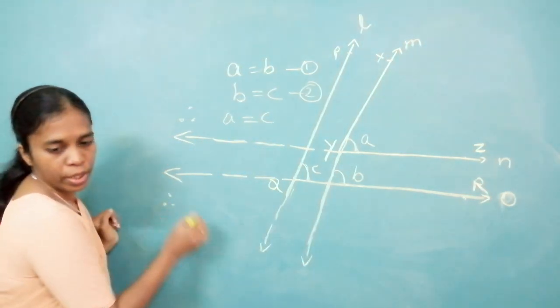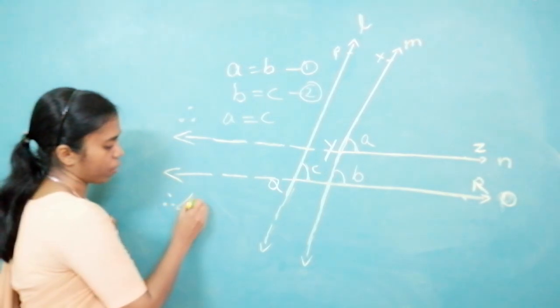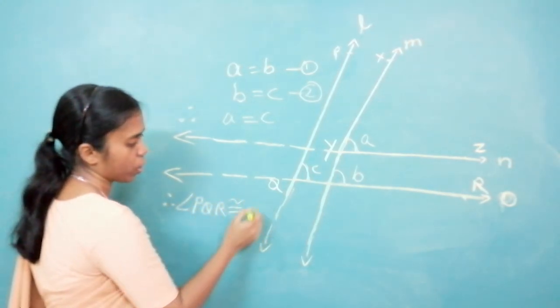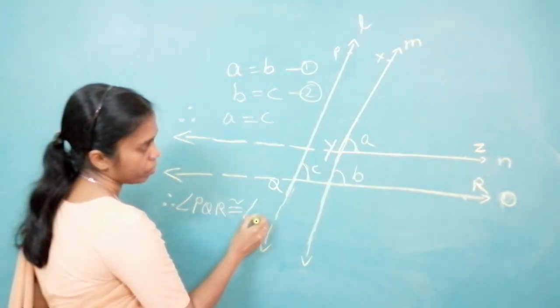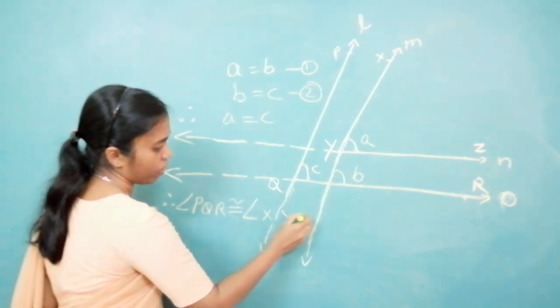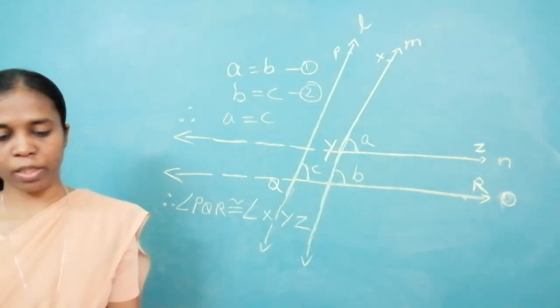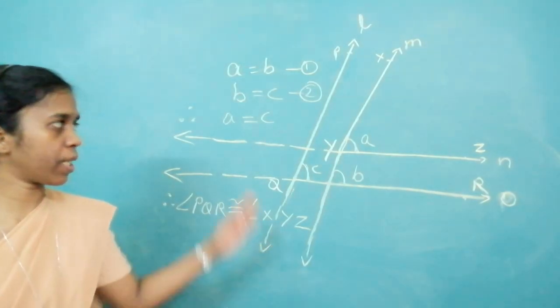Therefore, you are asked, we write it in 3 letters. Angle PQR congruent to angle XYZ. Therefore, angle PQR congruent to angle XYZ.